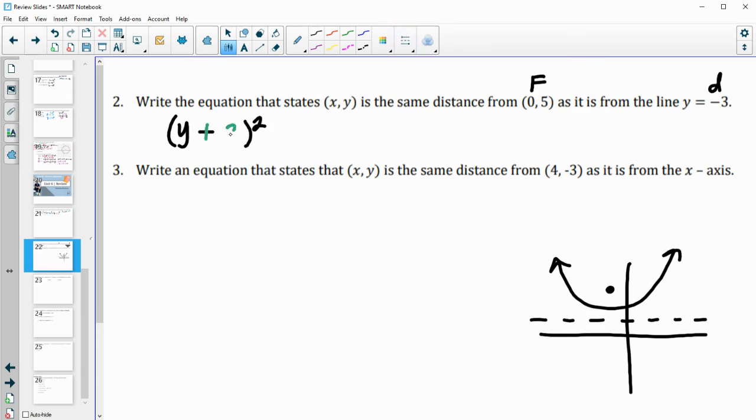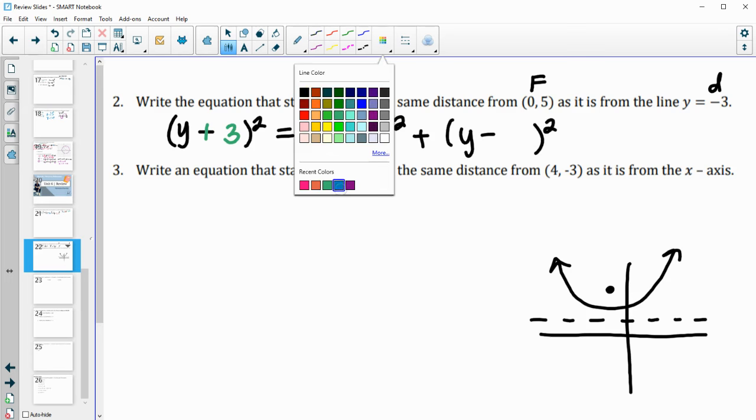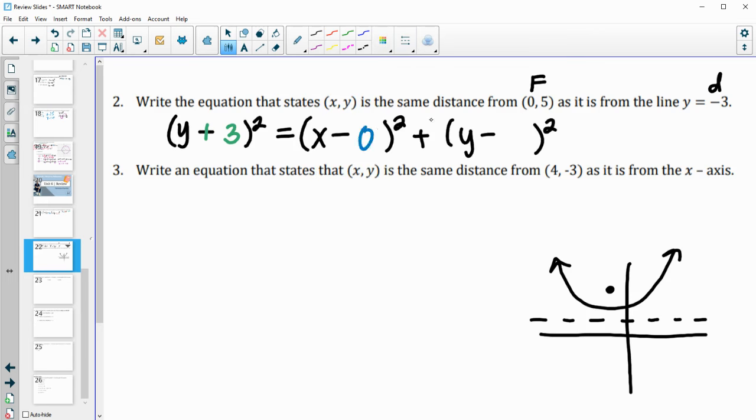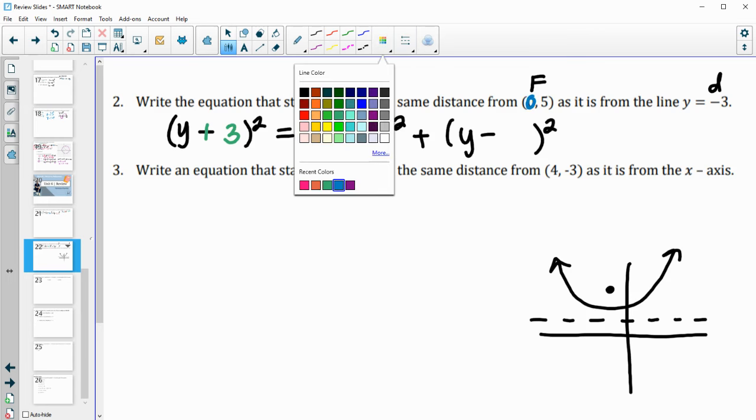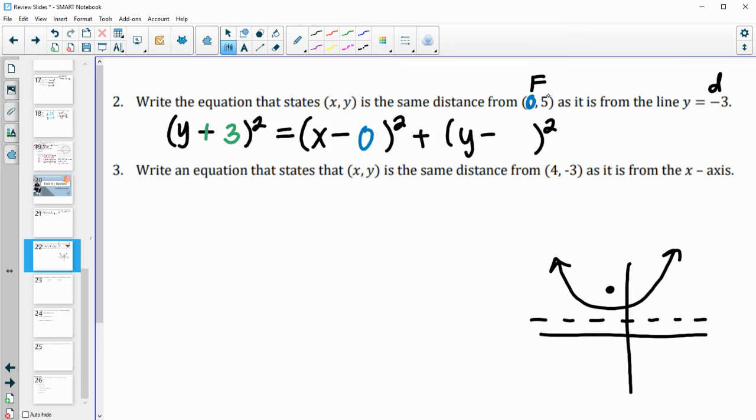So we'll plug in negative 3, and then that will equal x minus the x coordinate of our focus plus y minus the y coordinate of our focus. And the x coordinate of our focus is 0, and the y coordinate of our focus is 5, so y minus 5. So then that would be our equation.